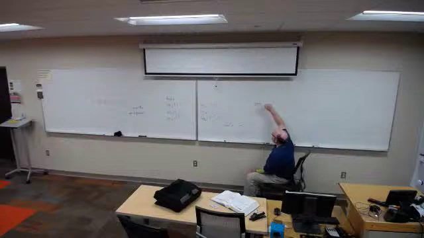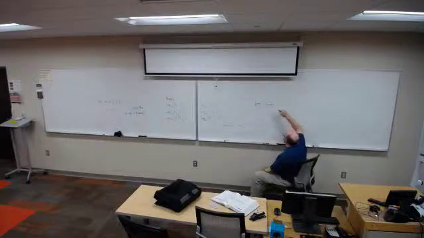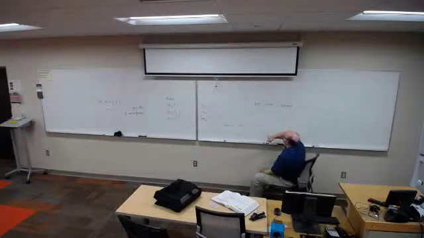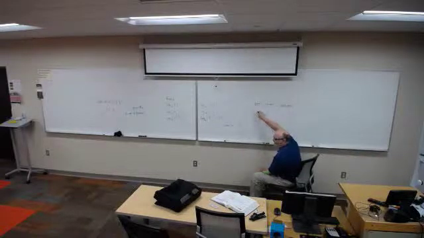What's 100 times 1,000? 100,000? Yeah, because you just add the zeros. Okay, so now this in exponent form would be what?